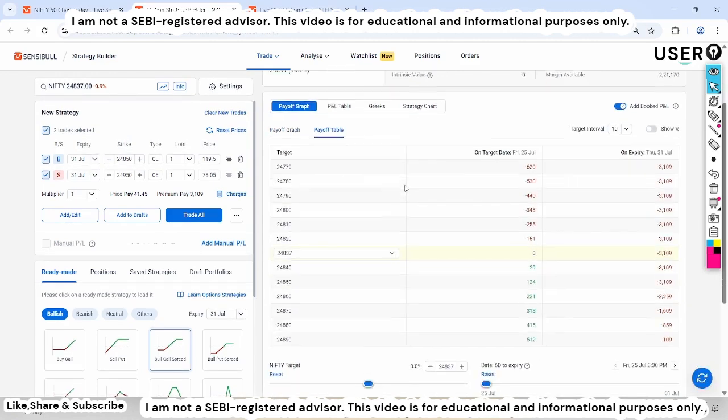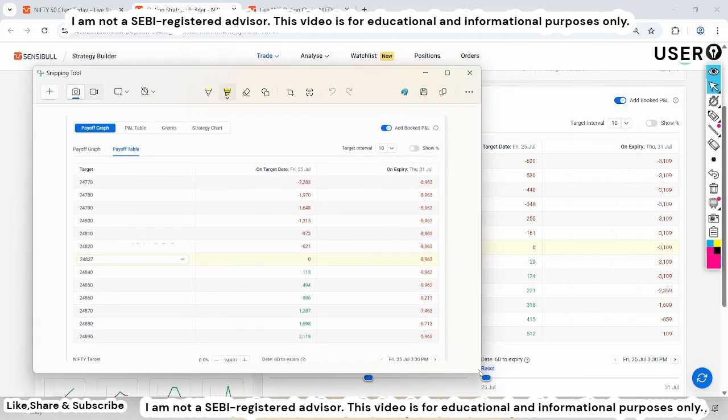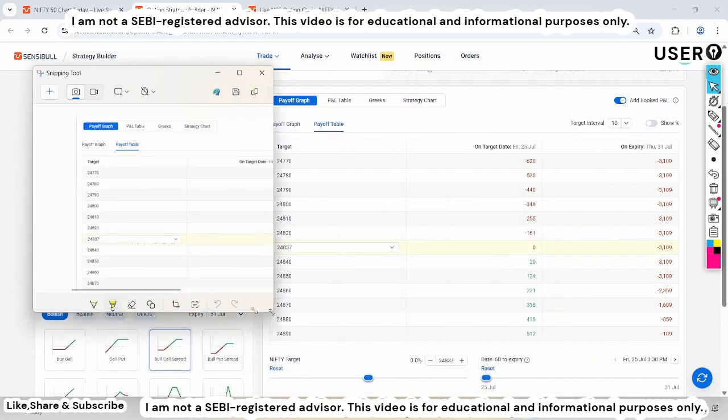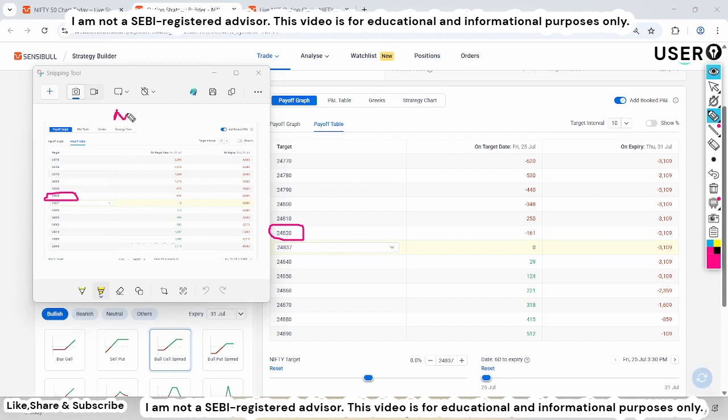Now we will compare the table. Okay, and I have taken a screenshot as well. I will be zooming out a little bit, or else we can compare it here. Okay, only a 10-point difference. So if the market goes to 24,820, this is the naked position, okay, and this is the hedged position.